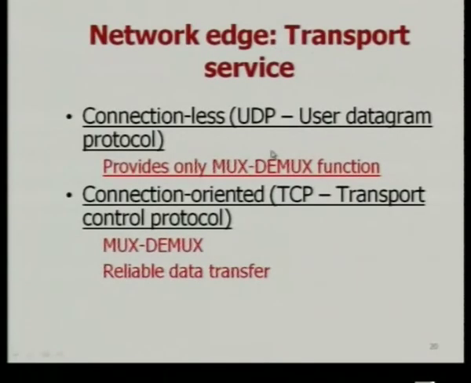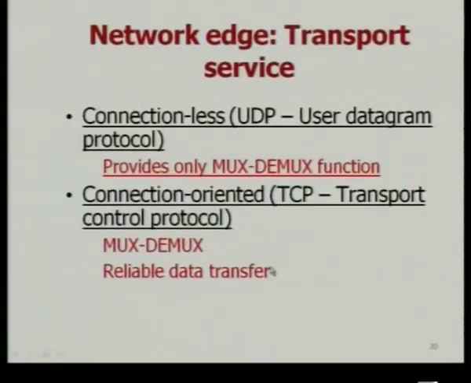UDP does something which is similar to that, and TCP does something which is similar to our telephone network, in that it will first establish the connection and then only start sending the data. So here, by means of doing that, it also provides you a reliable data transfer. So in that sense, TCP is supposed to be a reliable transport protocol, whereas UDP is generally considered to be an unreliable transport protocol. Okay, so these are the two common transport protocols used in the TCP/IP model.